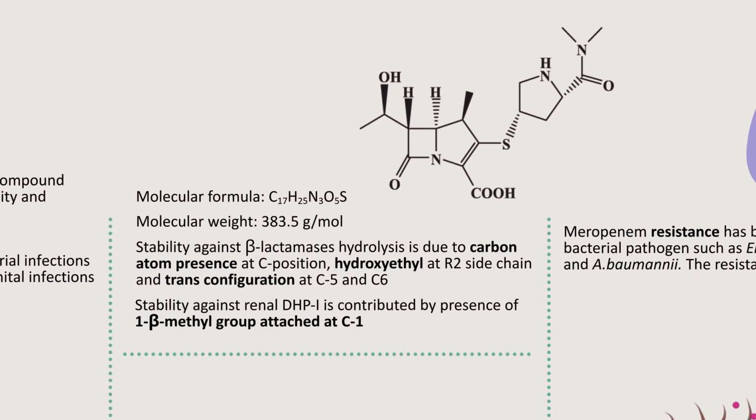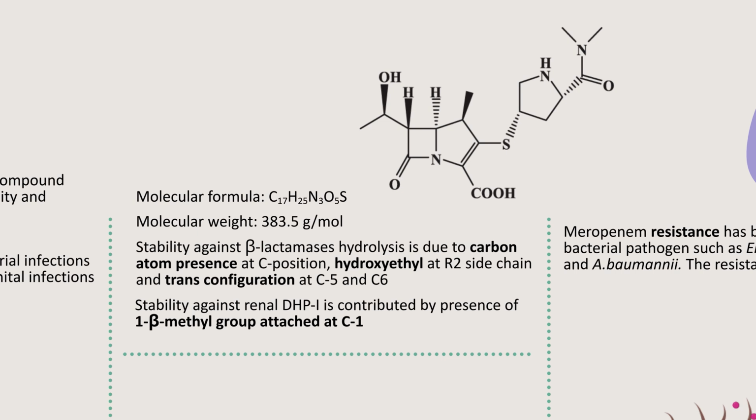Let's take a closer look at the chemical structure and stability features of a key carbapenem antibiotic. This compound has the molecular formula C17H25N3O5S, and a molecular weight of 383.5 grams per mole. What makes this molecule particularly effective is its enhanced stability, both against beta-lactamase hydrolysis and renal degradation.